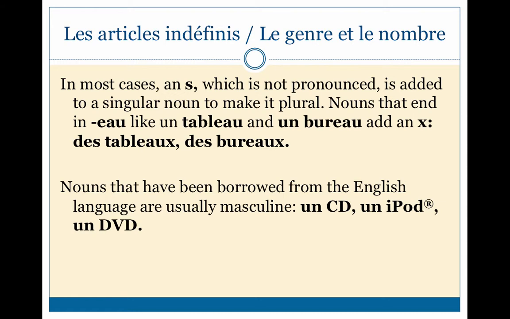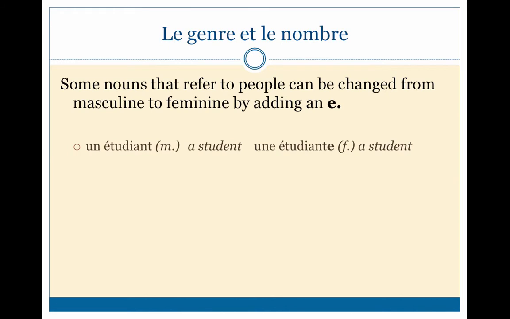And as far as nouns that are borrowed from English, that's one rule that you can pretty consistently count on, such as an iPod, un CD, un DVD, un hamburger, a hamburger, things like that. Those nouns that are borrowed from English, we're going to see that they're usually masculine. Now, so that's the difference between singular and plural.